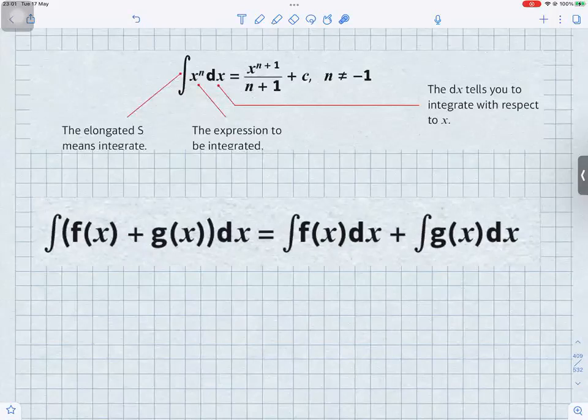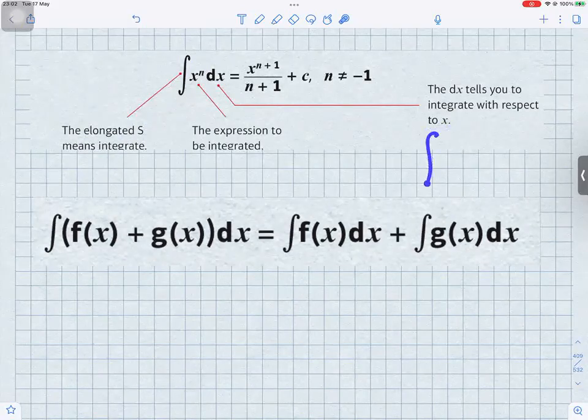Indefinite integral. This symbol, an elongated S, means integrate. So you're integrating x to the power n. The expression to be integrated is written in between that elongated S and this dx. And what does that dx mean? The dx tells you to integrate with respect to x.